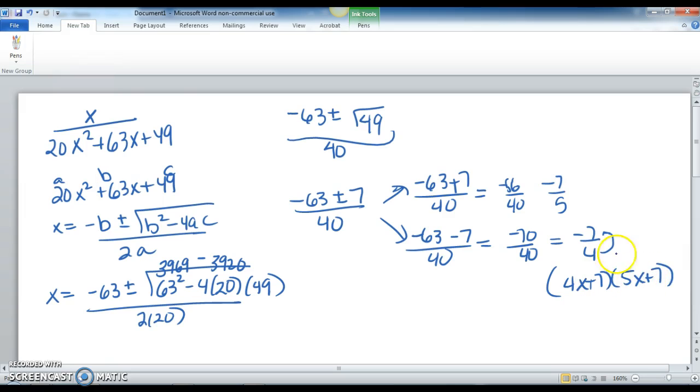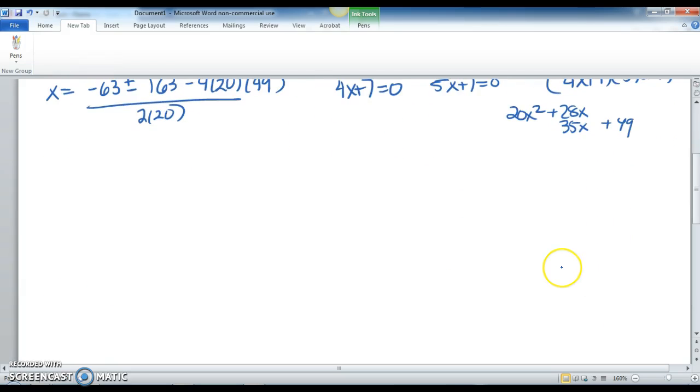These are both plus because it's negative. Like if you think about solving 4x plus 7 equals 0, you would get this as an answer, negative 7/4. And if you would solve 5x plus 7 equals 0, you would get negative 7/5 as an answer. And you can double check that it factors. 4x times 5x is 20x squared. 28x, 35x would make 63x, plus the 49. Okay, so we factored it.